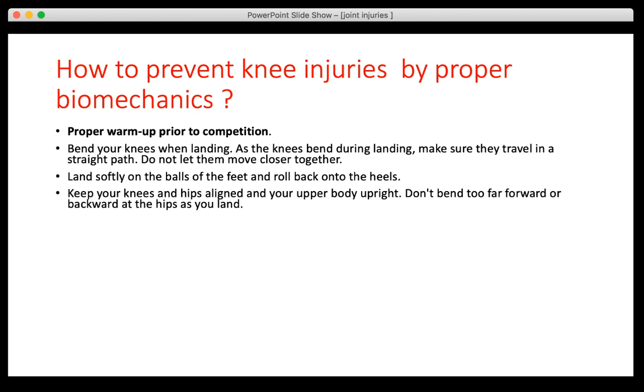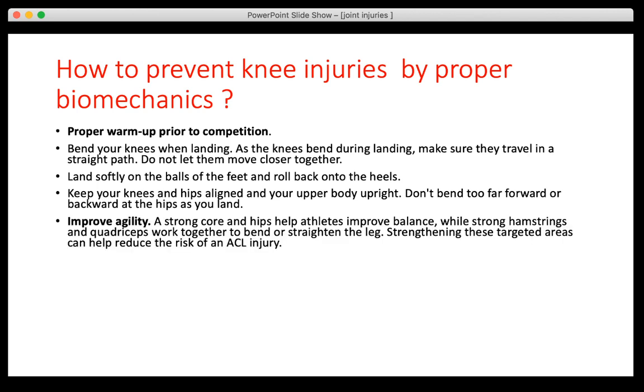Keep your knees and hips aligned, and your upper body should be upright. Don't bend too far forward. Both are problems. If you bend your upper body, your trunk, too far forward, that will also create a problem, and if it is bent too far, that is also a problem. It should be properly aligned, straight. And then improve agility, a strong core, hips. If your glutes are strengthened, good strength in the glutes will also help you get a good landing, a good proper technique to avoid stress on your knees. Strengthening these muscles will help you prevent ACL injury.